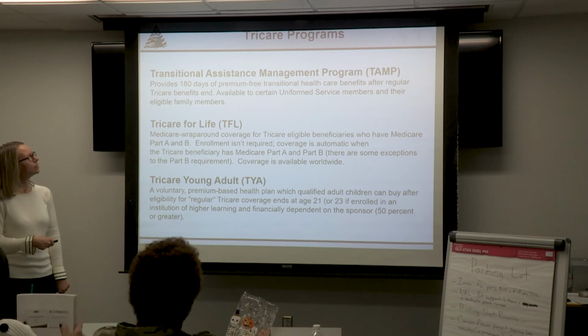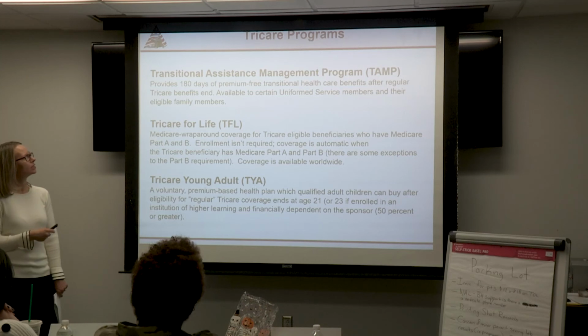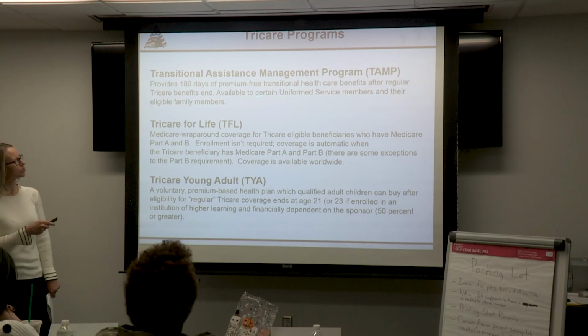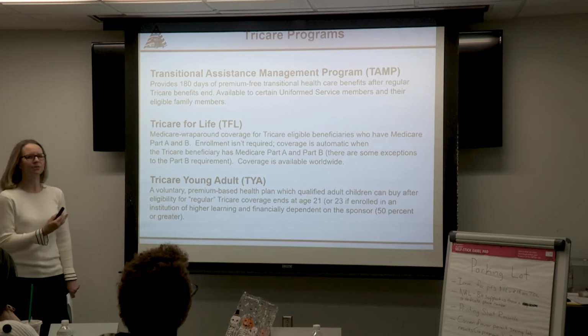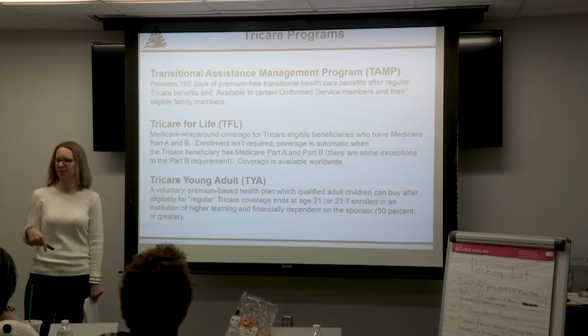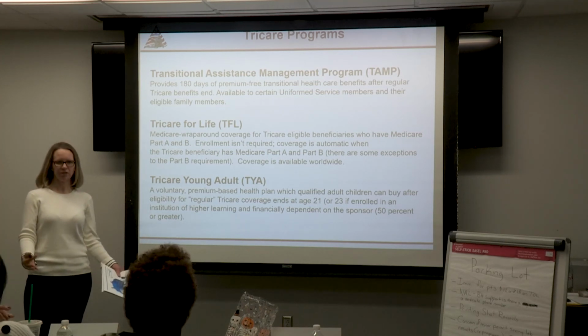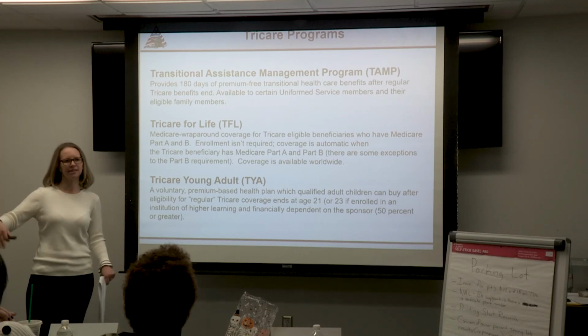Okay. So the Transitional Assistance Management Program, also called TAMP, provides 180 days of premium-free transitional health benefits after TRICARE benefits end. It's available for uniformed service members and their families. So we do see that here sometimes. We'll have an active duty service member who, say, has retired. They have basically 180 days of TAMP coverage, transitional coverage, until they decide what they're going to do with their health insurance.